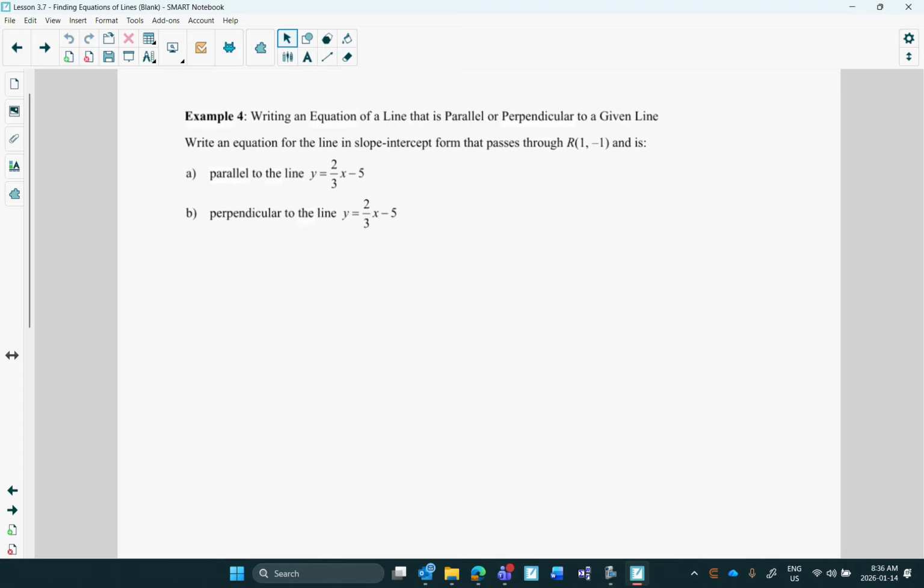Okay, so this last question, there's two questions here actually. Remember, we want m, and we want b, and then we can write the equation. Okay, so I know that this line goes through this point. So that's going to help me find b. And I also know that it is parallel to this line. Okay? What's the slope of this line?